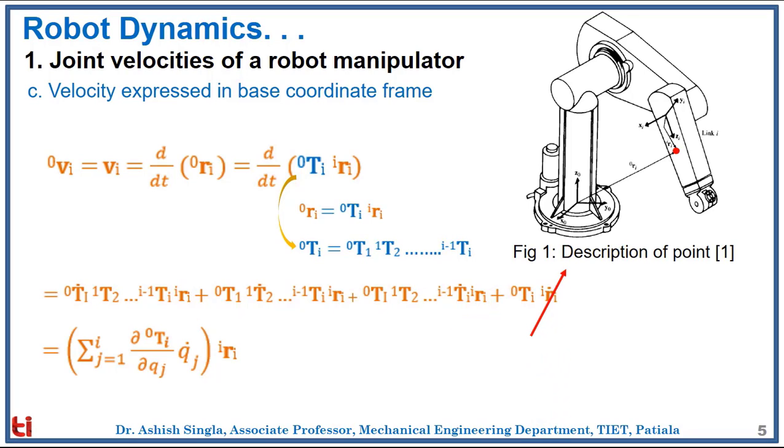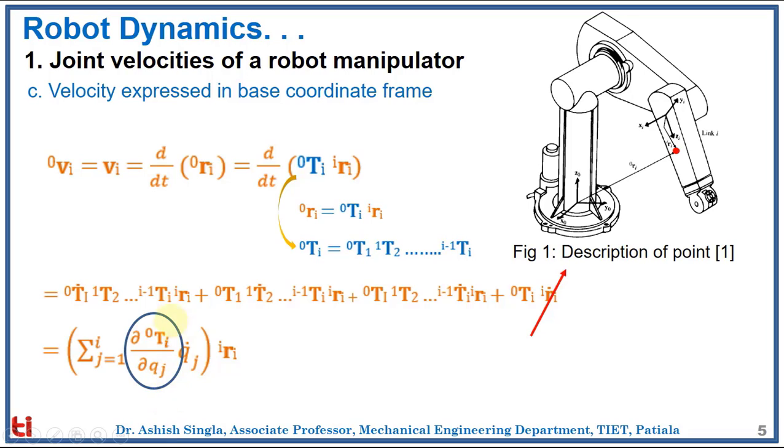And we find that the last term in this expression actually is 0 because we are differentiating point R, which is present in link i, with respect to the ith frame. So that value is 0 because that distance does not change. This is possible only for a rigid body, and in case of flexible bodies, this term is not 0. This whole expression can now be written in this form.